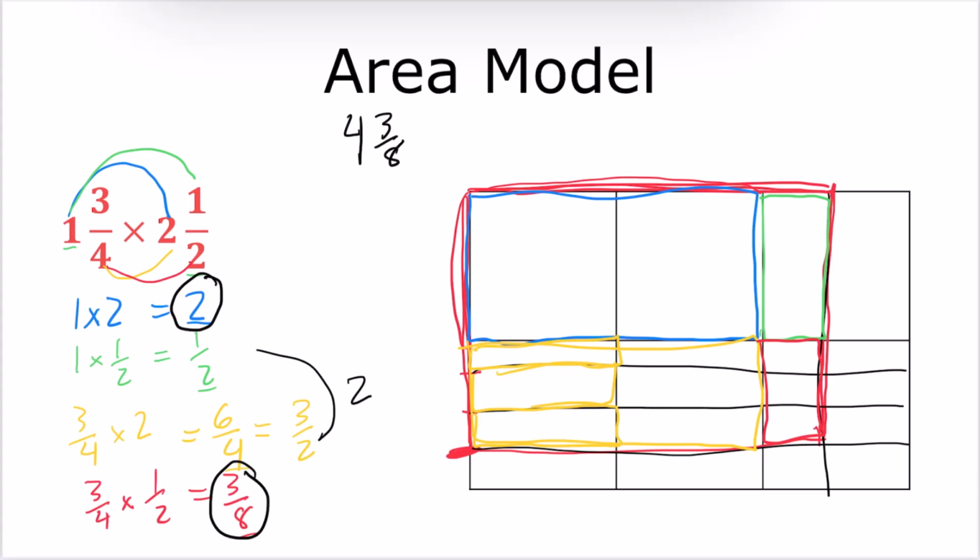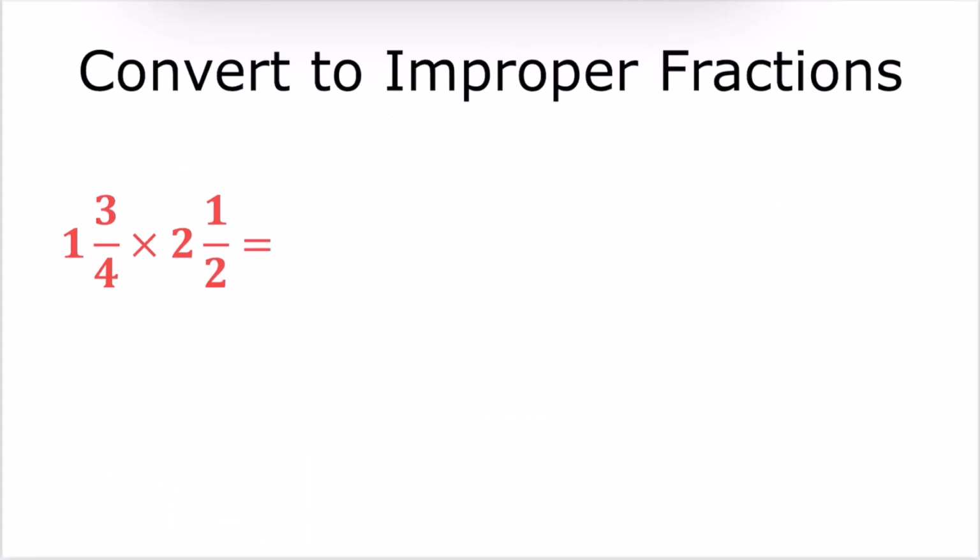So this is one way that you can multiply mixed numbers. You can essentially make 2 copies of 1 3/4 and then make a half a copy of 1 3/4. And you kind of do it in 2 steps, like you make 2 copies of 1, 2 copies of 3/4, then you make a half a copy of 1 and a half a copy of 3/4. But there's also another way that you can multiply mixed numbers, and this one tends to be a little bit easier if you aren't drawing out the picture for the area model.